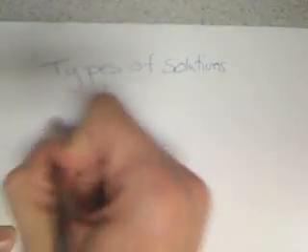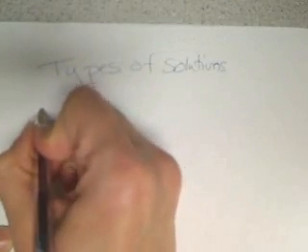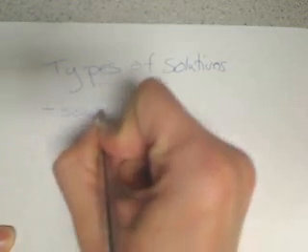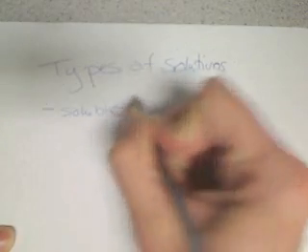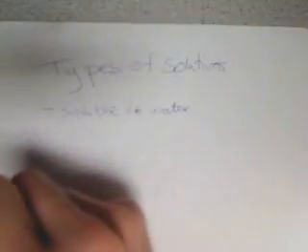Okay, we have a couple different types of solutions, but the first thing you need to understand is, and you guys have all done this, there's a couple different ways that we can get something to dissolve in a solution. First and foremost, it has to be able to dissolve. So we have to make it soluble, okay? In this case, we're going to talk about water, so it has to be soluble in water, okay?